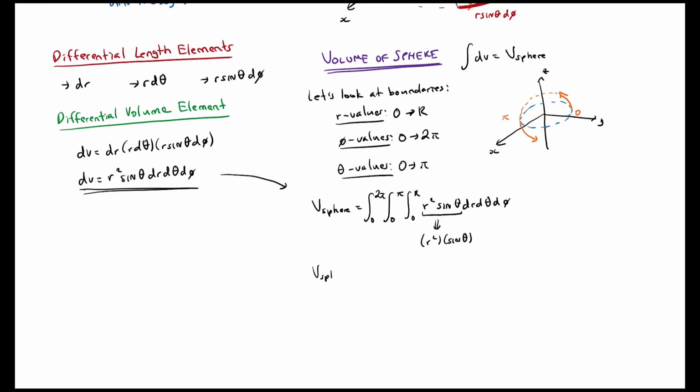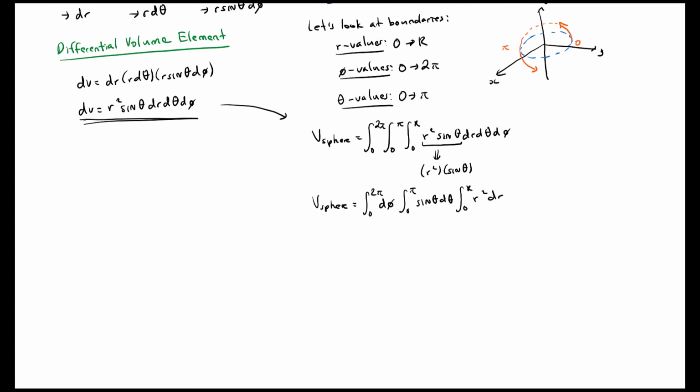So I have V sphere is equal to the integral from 0 to 2 pi of d phi times the integral from 0 to pi of sine theta d theta, and the integral from 0 to r of r squared dr. Now we have 2 pi minus 0, which is just 2 pi. The integral of sine theta is negative cosine of theta, and we're going to solve from 0 to pi. And we have the integral of r squared being r cubed over 3, and solve from 0 to r.